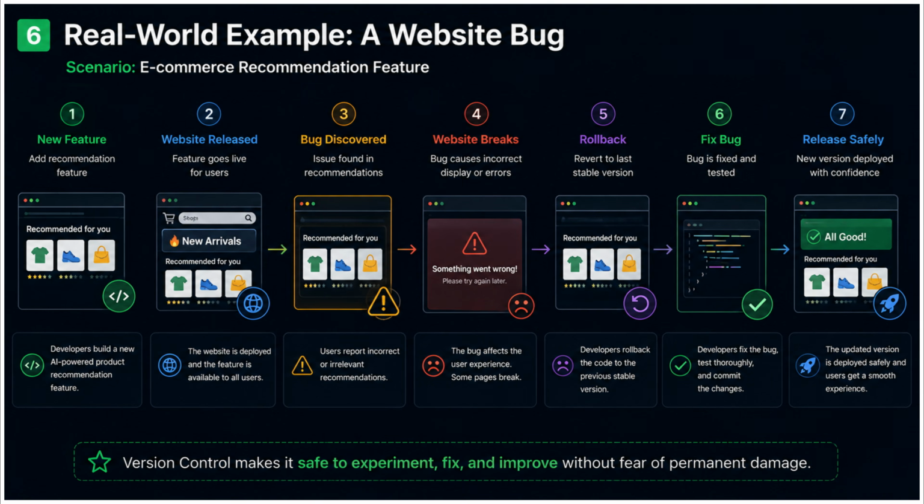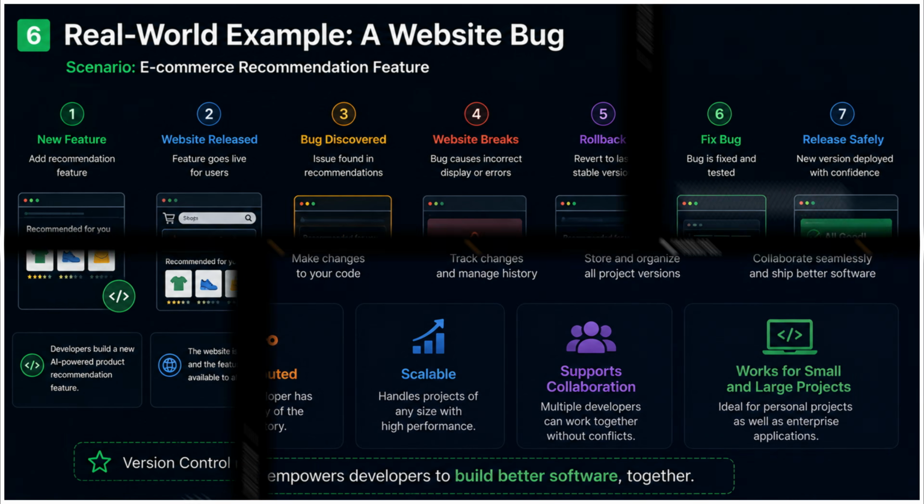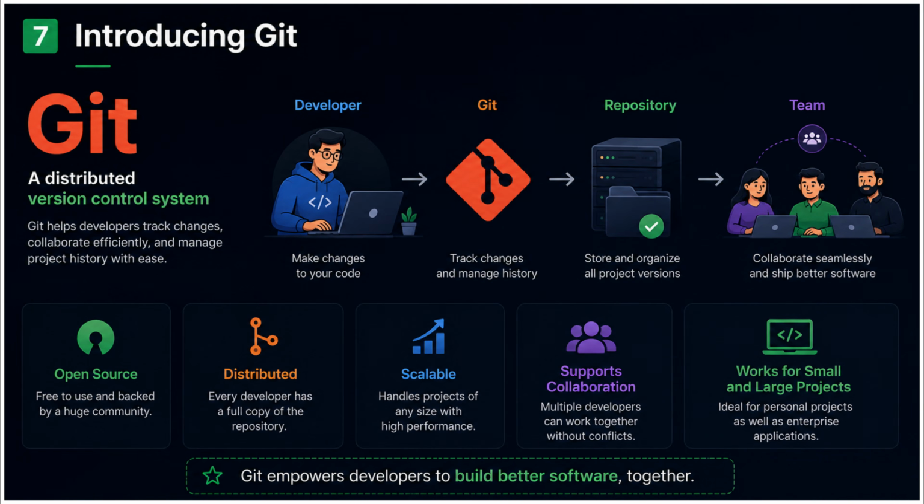So let's look at a practical example. Imagine we are working for an e-commerce company and we have just released a new recommendation feature that suggests products to customers. Unfortunately, there was a bug in the code and the website stops working correctly. Without version control, recovering the previous working mode could be difficult because we cannot track the code. With version control, we can quickly return to the known working version. Meanwhile, the development team can investigate the problem separately, fix the bug, test the solution, and safely release the feature again.